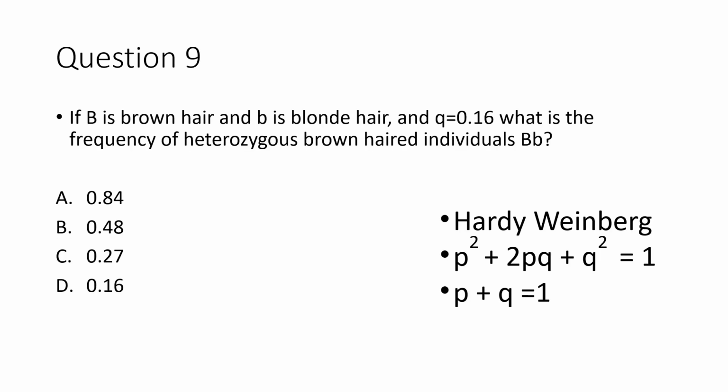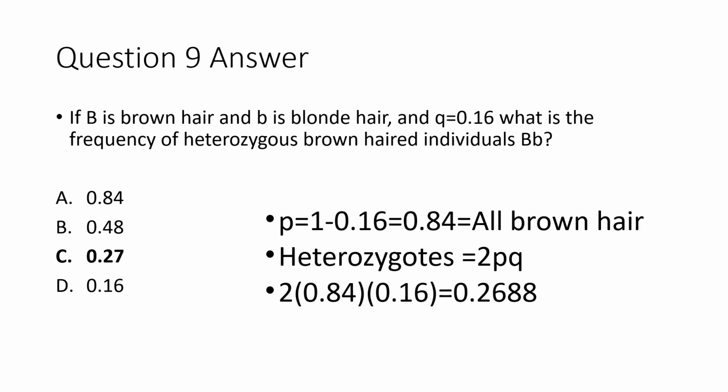Question 9. If the capital B is brown hair and lowercase b is blonde hair, and Q equals 0.16, what is the frequency of heterozygous brown-haired individual, capital B, lowercase b? Go ahead and use the formulas, pause this, use the formulas to determine the answer. The answer is C, 0.27. And this shows you how we determine that.